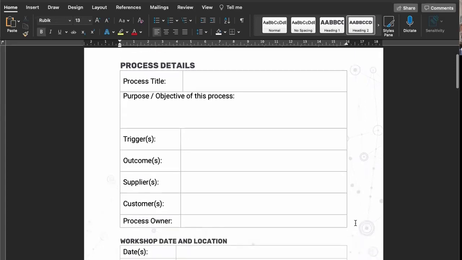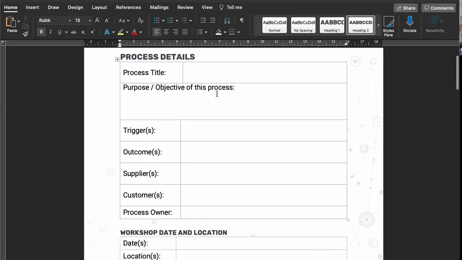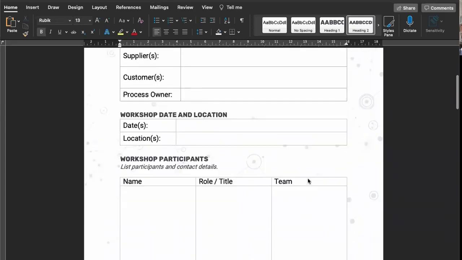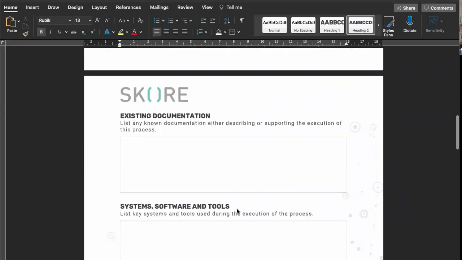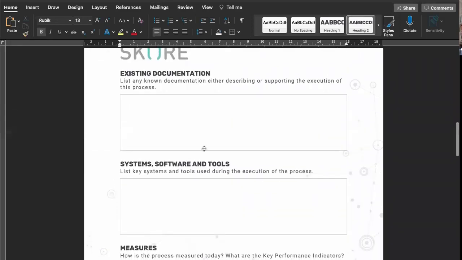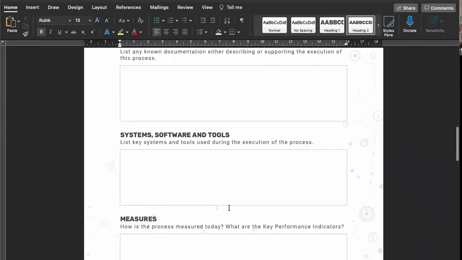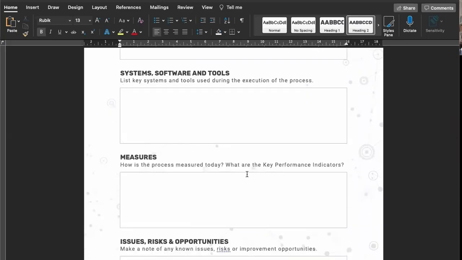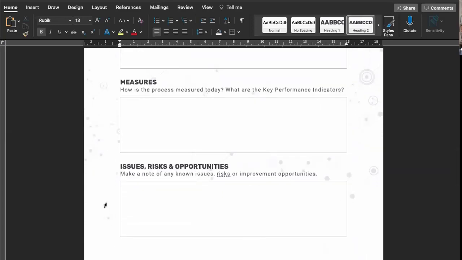You can see a document that just says, what's the title, what's the objective or purpose of the process, which is again an important thing that people don't always think about. The SIPOC things I mentioned there, if there's a workshop going on, who those people might be. And there's a few other things I ask people to think about. Is there any existing documentation that you know about? Off the top of your head, what are the software and tools that you use? Are you measuring the process? Because again, that's one thing. And by measures, we also mean the key performance indicators for the business, but also how are you actually measuring the process, or are you measuring the process to ensure that it's even being done? And then, are there any issues, risks, or opportunities?